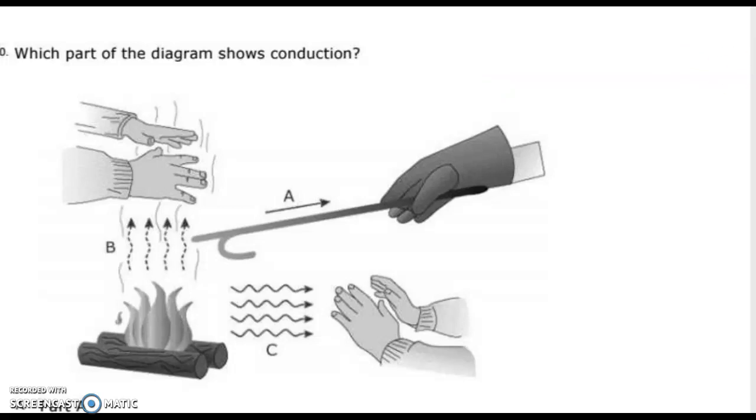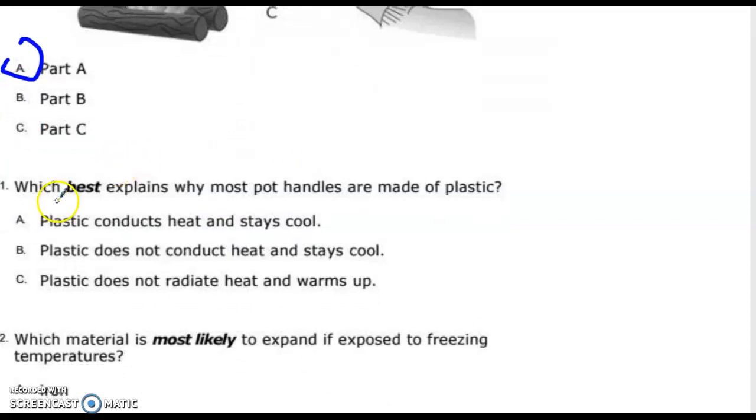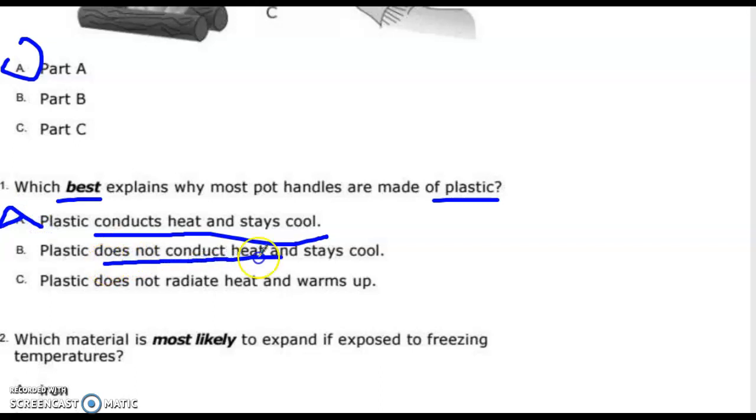What part of the diagram shows conduction? Fabiana. A, B, or C? Conduction, touching. It's A. Like, that was a picture that was in every slide, wasn't it? Covered that. What best explains why pot handles are made of plastic? Plastic conducts heat and stays cool. No. Plastic does not conduct heat and stays cool. Plastic does not radiate heat and warms up.